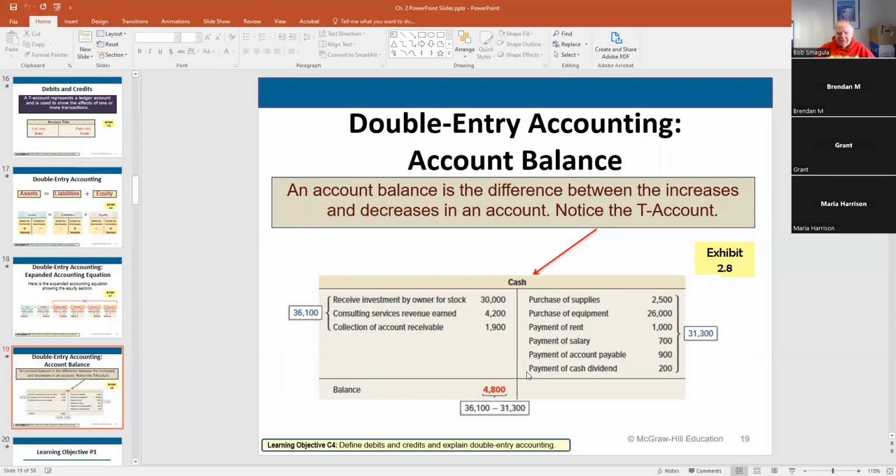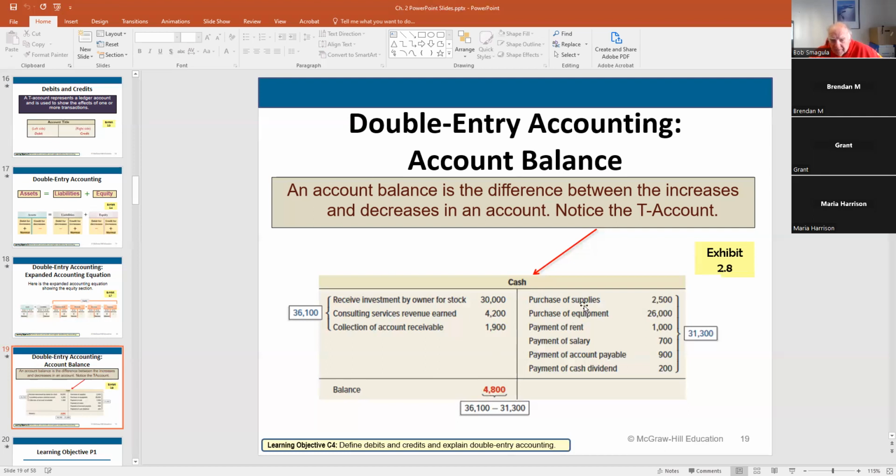An account balance is the difference between the debits and the credits, between the increases and decreases. Look at your general ledger here for cash. What was the activity? Well, they brought in a stock issue, $30,000. They earned some consulting fees, and they brought in some accounts receivable. Some of their customers paid them. These are debits and thus increased the cash.